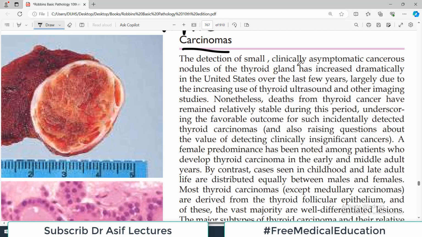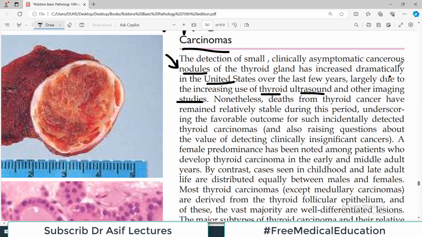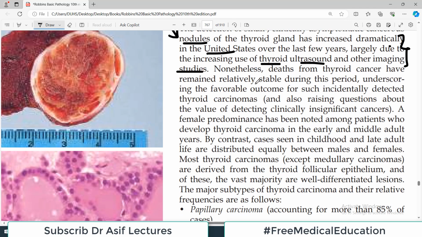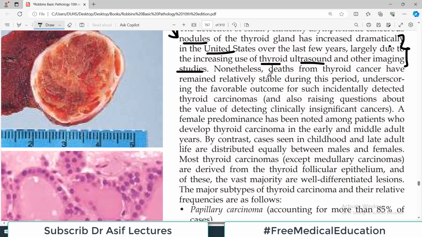Now, detection of small, clinically asymptomatic cancerous nodules of thyroid gland has increased dramatically. So patients now coming with thyroid nodules are more often found to be neoplastic, at least in the United States over the last few years, largely due to increasing use of thyroid ultrasound and other imaging studies. So, that's an important point to have a look at. Because of these imaging studies, the incidence of thyroid cancers has been increasing, at least in the United States. Deaths from thyroid cancer have remained relatively stable during this period, underscoring the favorable outcome of such incidentally detected thyroid carcinoma. So, although its incidence and prevalence are increasing, mortality has not been increasing greatly.